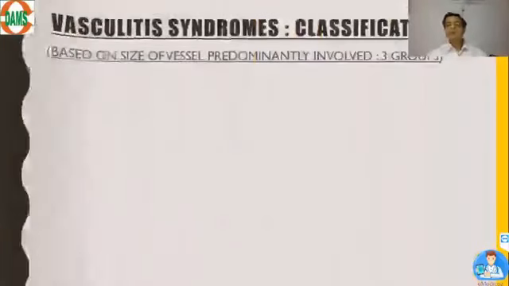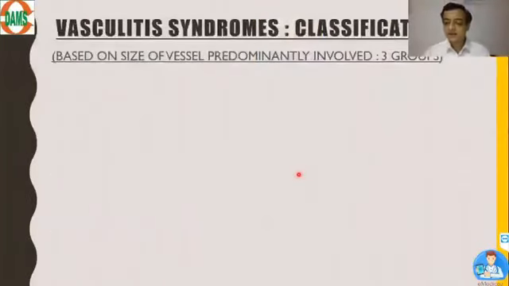Right? So come to the modern one, the current classification. The current classification is vasculitis based on the size of the vessel predominantly affected. Based on the size of the vessel predominantly involved, we are dividing vasculitis syndromes into 3 groups.